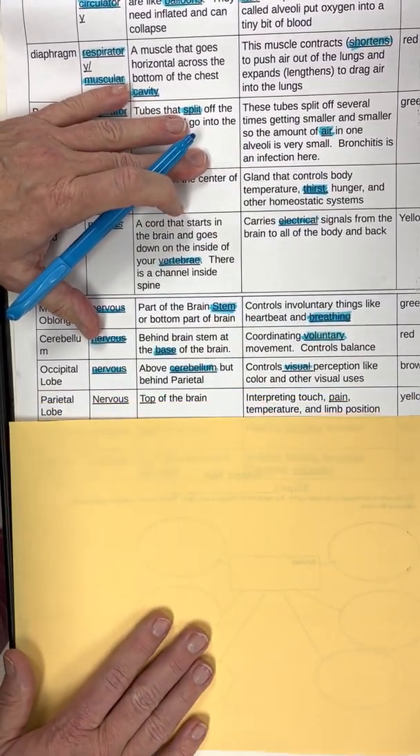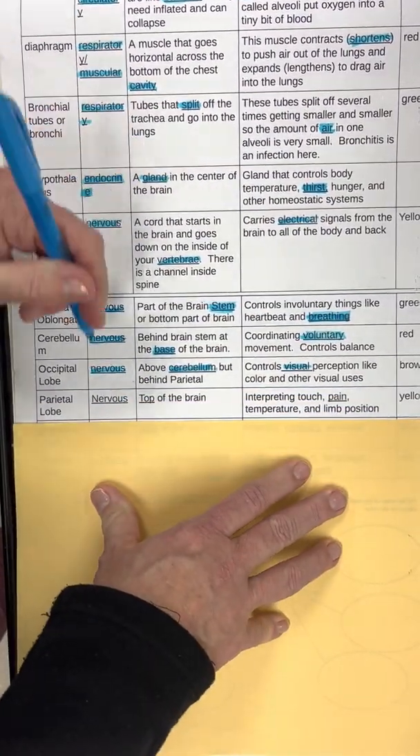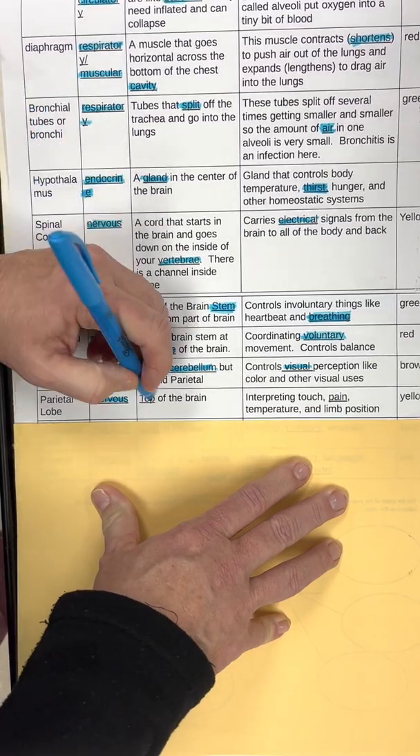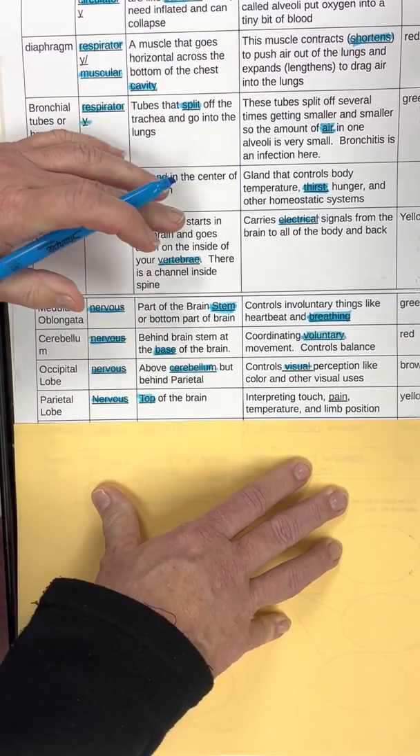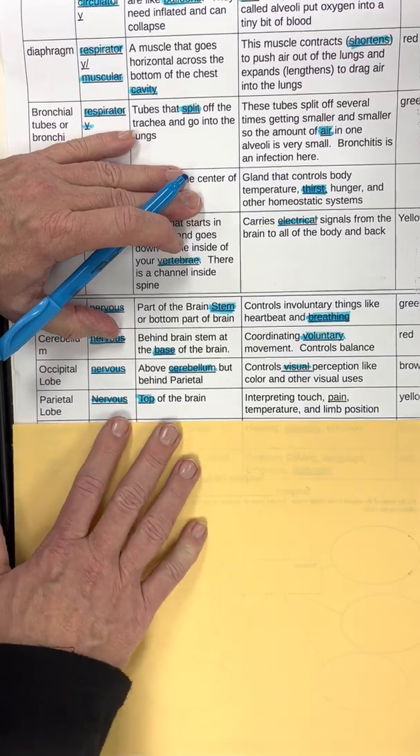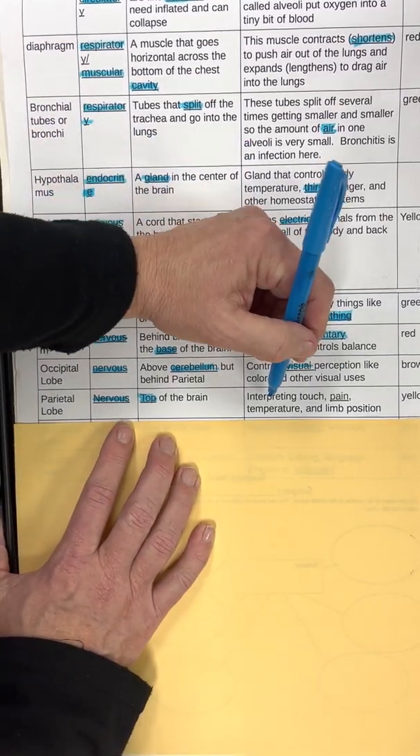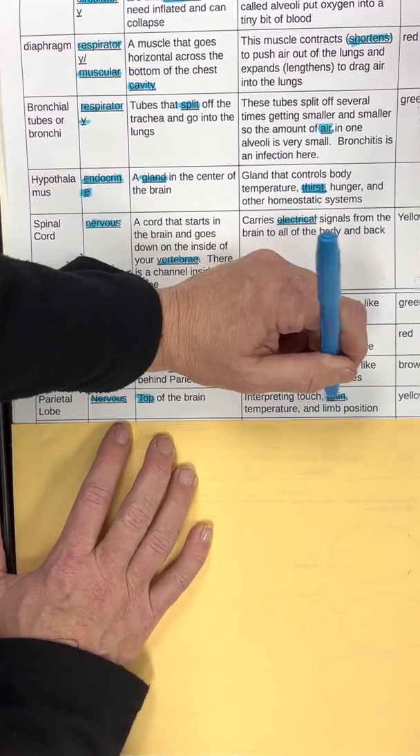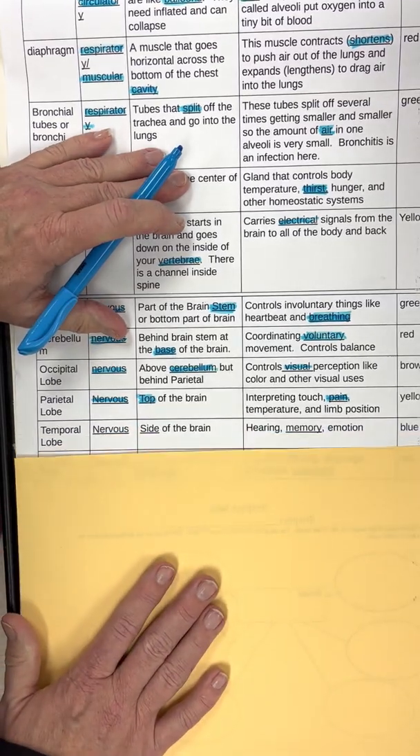The occipital lobe is nervous, above the cerebellum but behind the parietal, and controls visual perception, like color and other visual uses. The parietal lobe is also nervous. It's at the top of the brain. We're going to make a hat, believe it or not, that has these brain parts. It interprets touch, pain, temperature, and limb position.